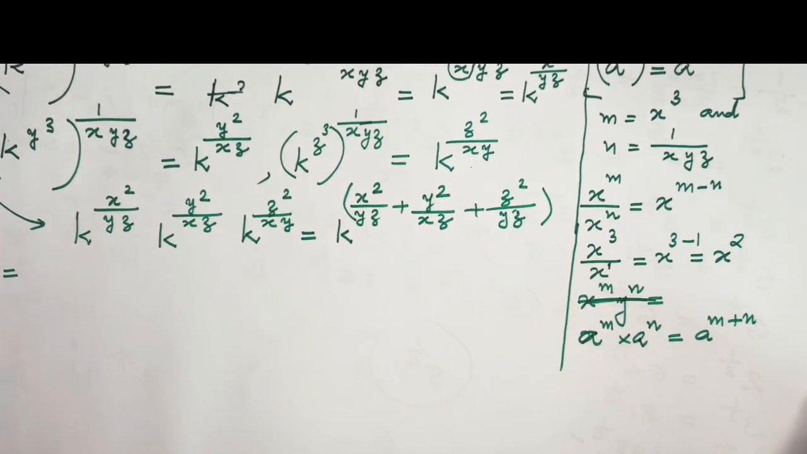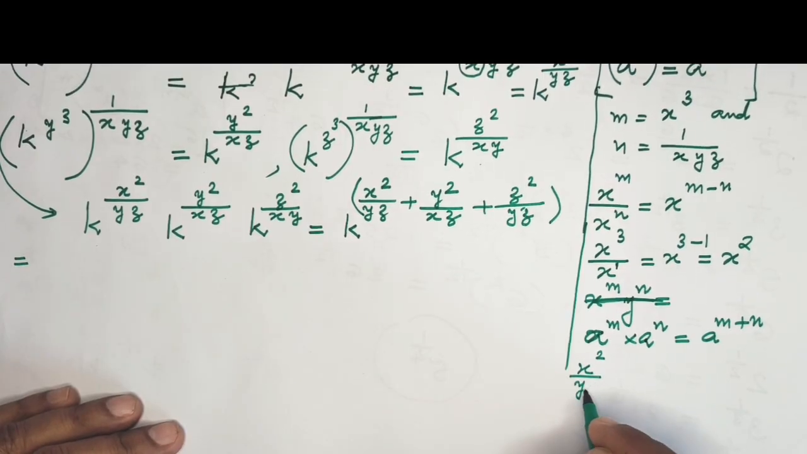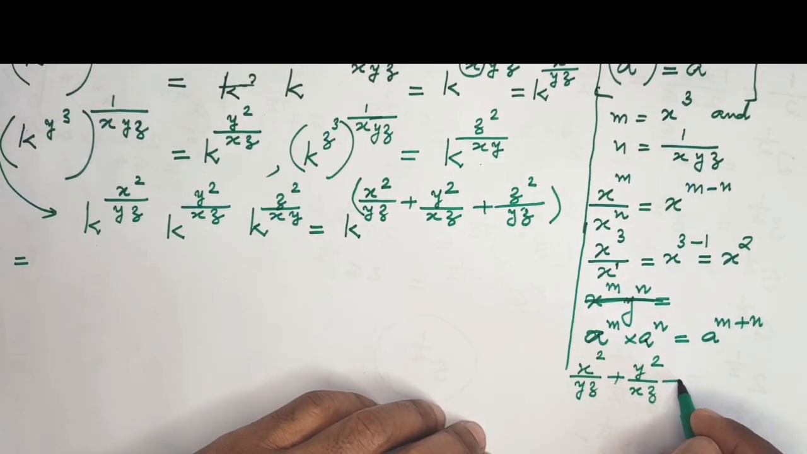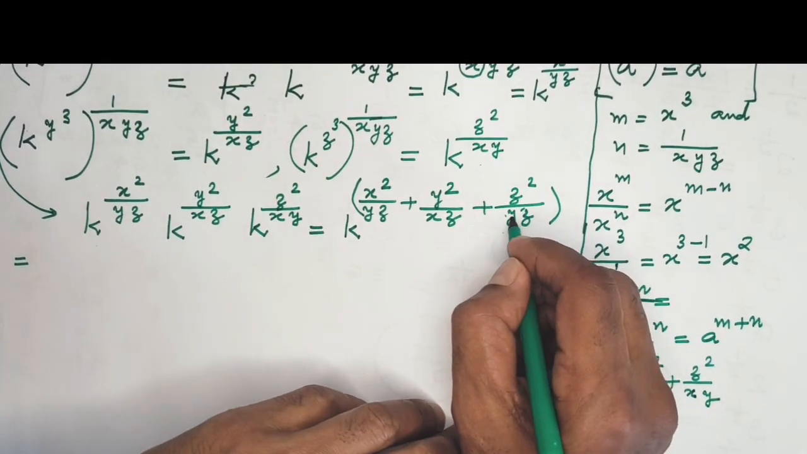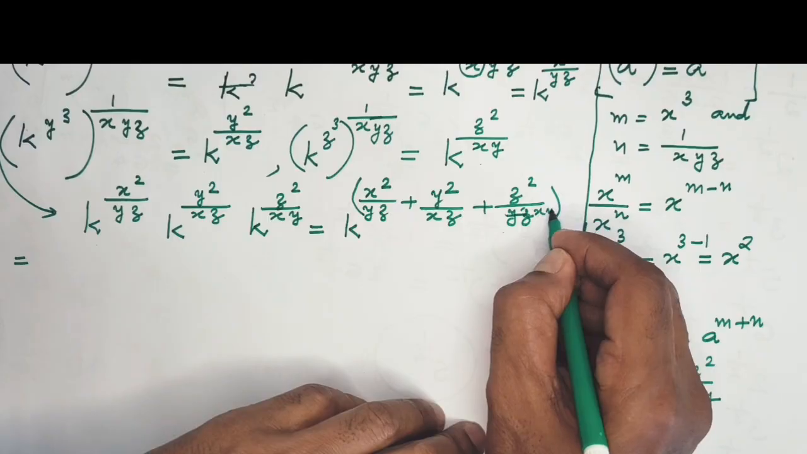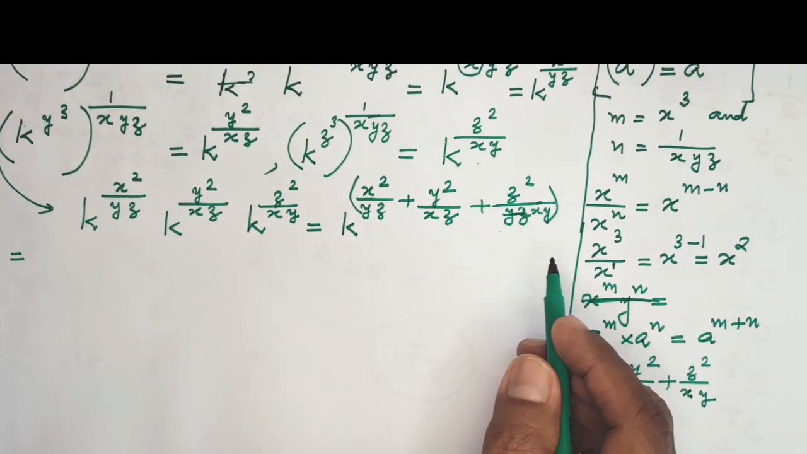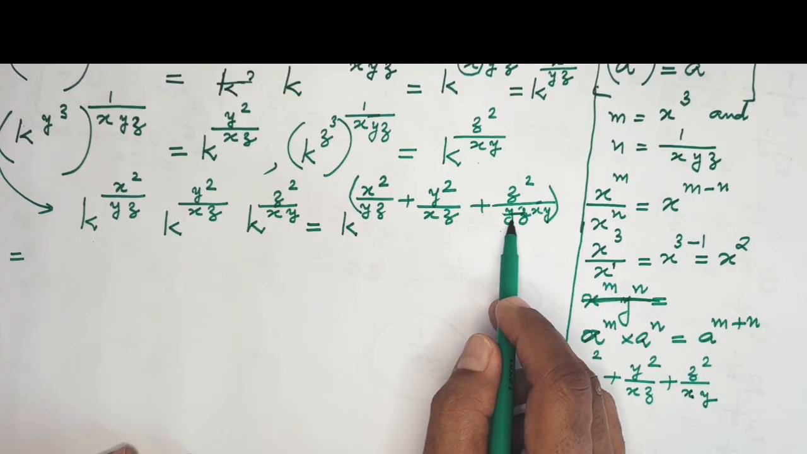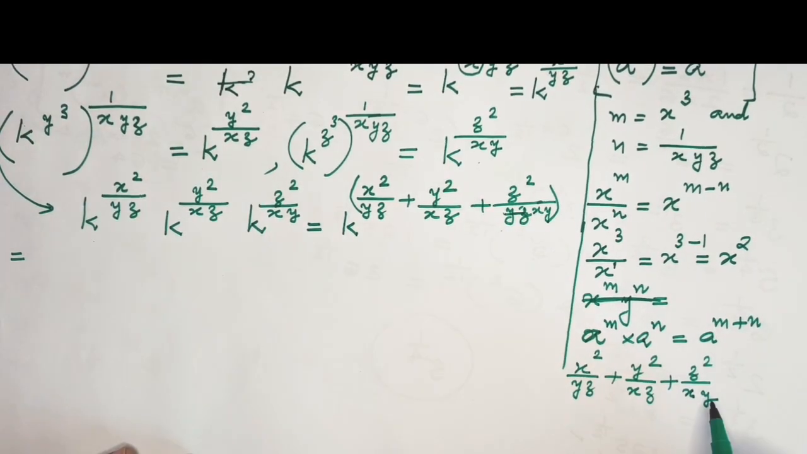Okay, I'll do it on the margin. x squared by yz plus y squared divided by xz plus z squared by xy. Sorry, there was a minor discrepancy. This term is z squared by xy. Instead I wrote yz. So I corrected here, and that correction has been factored in here.